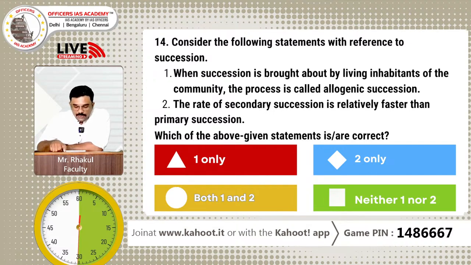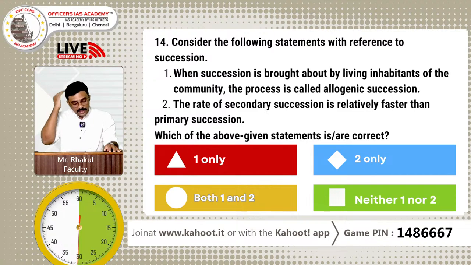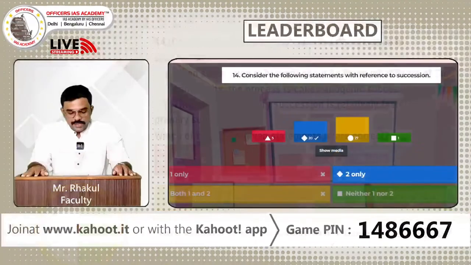I repeat, consider the following statements with reference to succession. Statement 1, when succession is brought about by living inhabitants of a community, the process is called allogenic succession. Statement 2, the rate of secondary succession is relatively faster than the primary succession. You have 5 more seconds to give the correct answer. 4, 3, 2, 1, 0. The time's up. Here, the correct option is option B, 2 only.